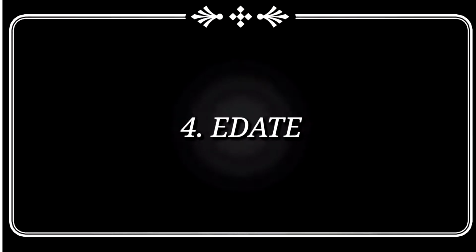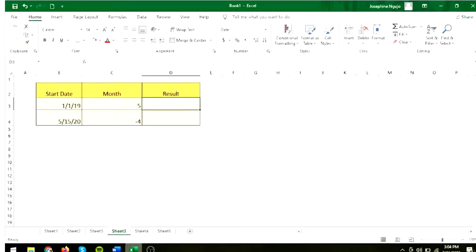Number 4, the EDATE function. The EDATE function in Microsoft Excel is used to calculate the date which is the specified number of months before or after an initial specified start date. In this worksheet, you can see that it contains start date and months.